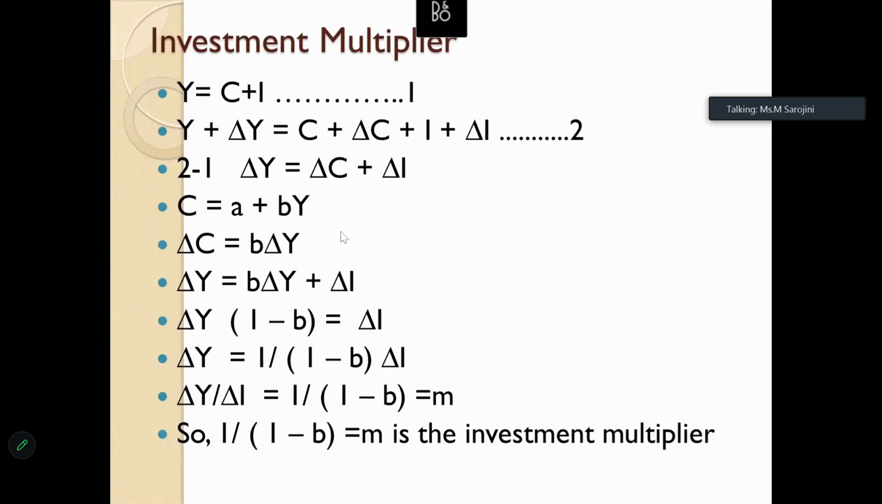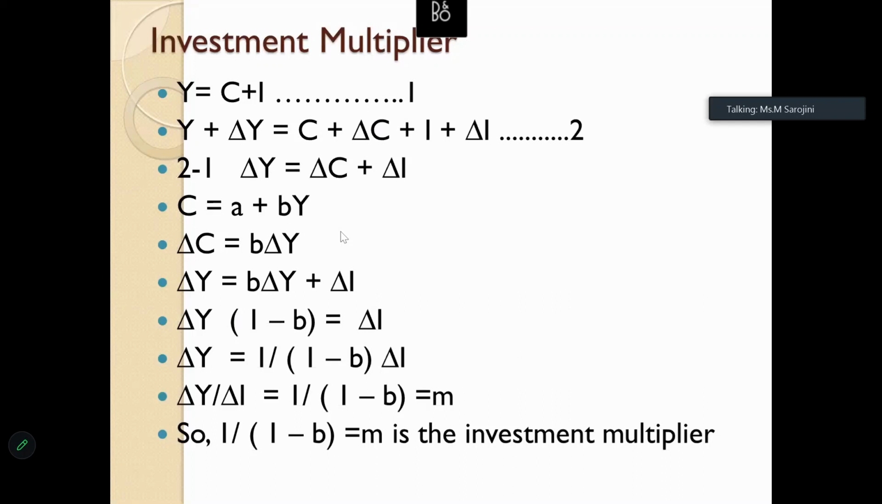Therefore, we can take delta Y as common. The balance is 1 minus B, that is equal to delta I, right? Now we rearrange this equation in this format: delta Y is equal to 1 divided by 1 minus B into delta I, right?